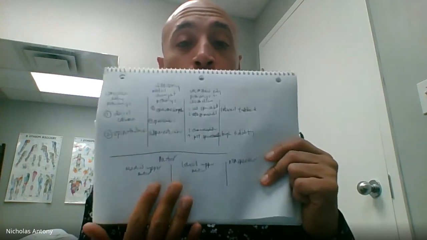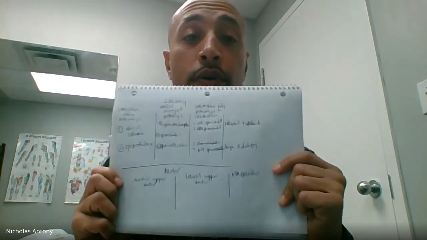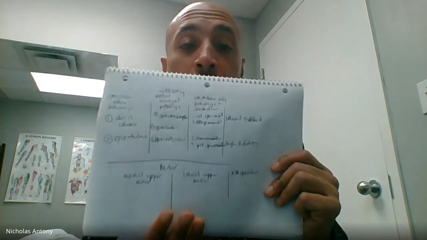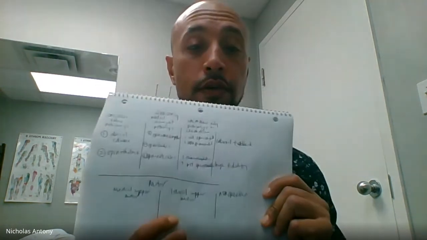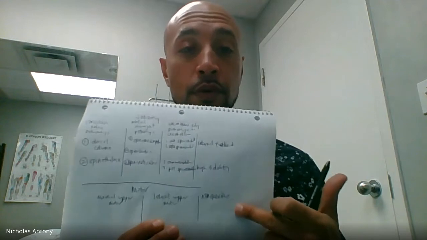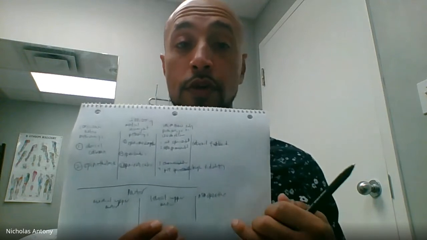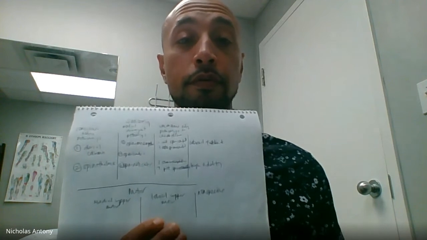And now let's go quickly through the upper motor neuron tracks. There are medial upper motor neuron tracks, lateral upper motor neuron tracks, and then the non-specific ones that are for neuromodulation via serotonin or neuromodulation via epinephrine or norepinephrine.